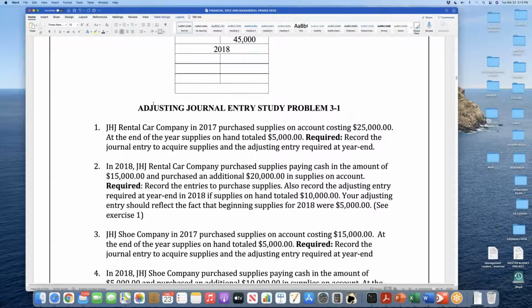Let's move on to the next year, 2018. So we're still dealing with supplies. So this is 2017. So in 2018, JHJ Rental Car Company purchased supplies, paying cash in the amount of $15,000. Then it purchased an additional $25,000 in supplies on account. At the end of the period, supplies is $10,000, but don't forget about the $5,000 you had at the beginning of the period.